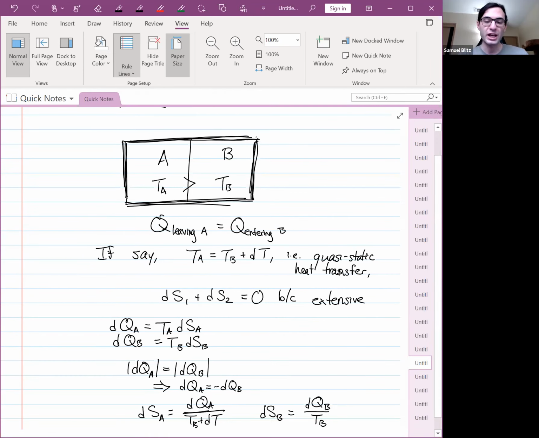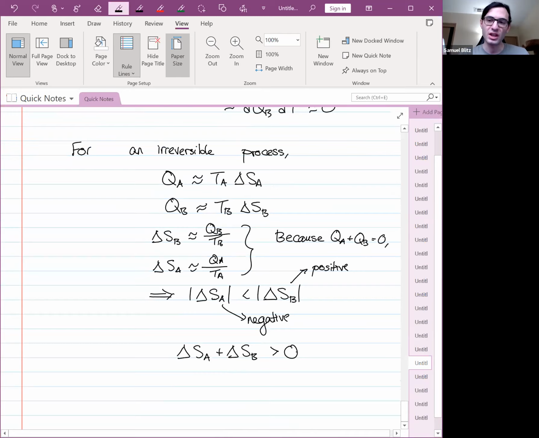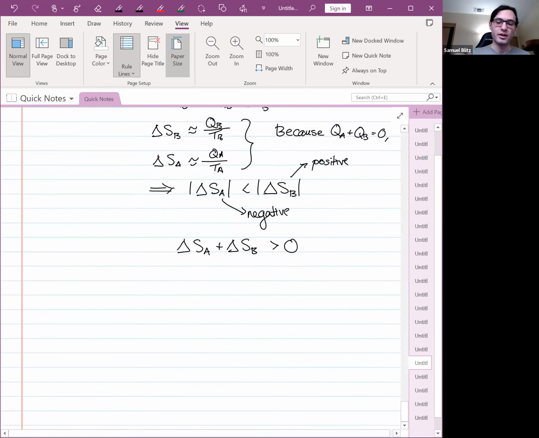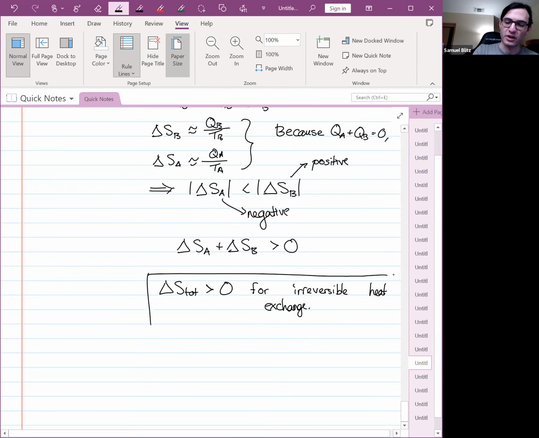However, for an irreversible process, if you combine two systems, it actually turns out that the entropy isn't just the sum of the two entropies, it's greater than that. The entropy of the system increases when you combine two systems in an irreversible way. And so that leads us to a conclusion that delta S of a whole system is greater than 0 for irreversible heat exchange. And we can actually generalize this statement. Let me put a box around this because that's a big deal.